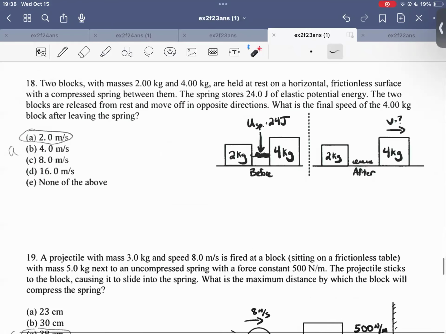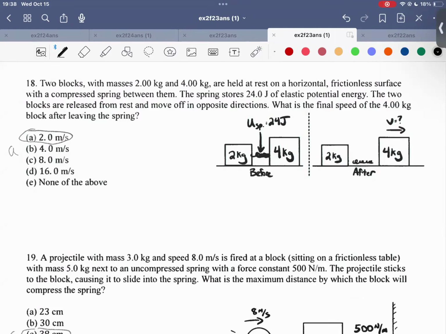All right, 18. We have two blocks with masses 2 kg and 4 kg held at rest on a horizontal frictionless surface with a compressed spring between them. Again, the spring holds 24 joules of elastic potential energy. The two blocks are released from rest and move off in opposite directions. We're asked to find the final speed of the 4 kg block after leaving the spring.